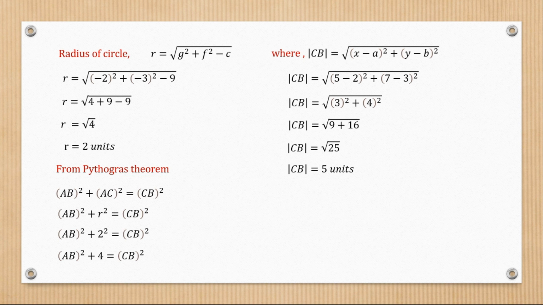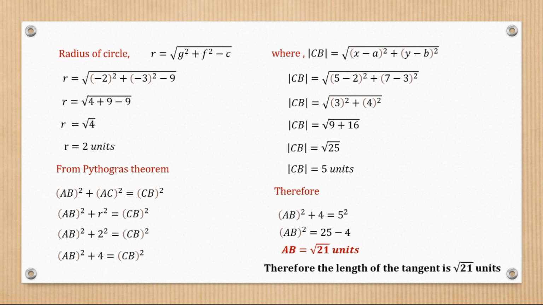So now we know the value of CB. AB squared shall now be equal to this. We remember that CB has to be squared, so CB squared shall be 25. When I make AB squared the subject, AB squared shall be equal to 25 minus 4, of which AB shall be equal to root of 21 units. So that is the length of the tangent to the circle. The length of the tangent to the circle is root of 21 units.